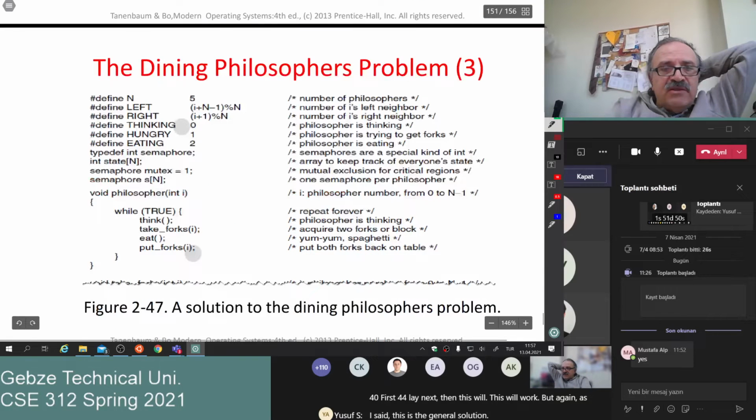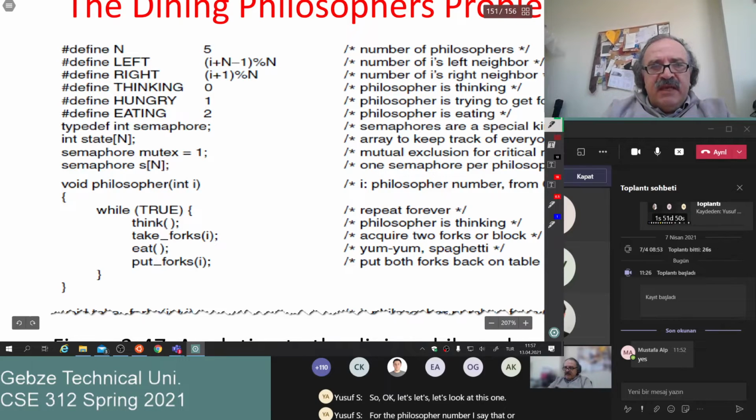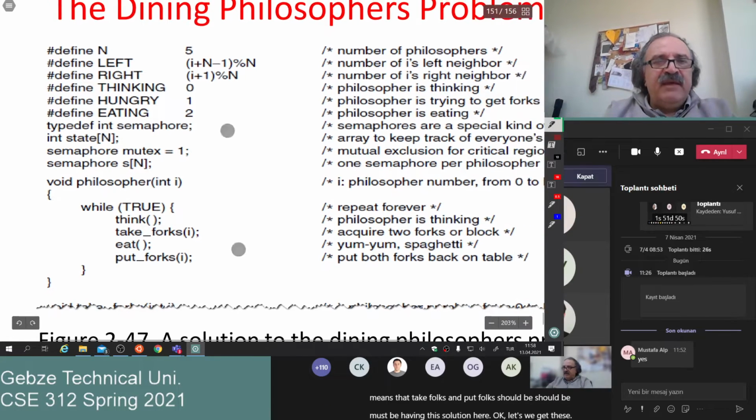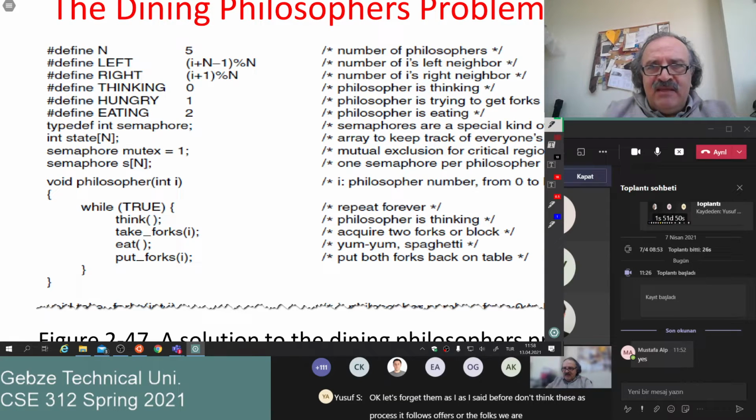So okay, let's look at this one. The philosopher number I says that, okay, I am going to think, and I am going to take forks, and I am going to eat and put forks. So there are no mutexes or semaphores in this code. That means that take forks and put forks must be having this solution here. Okay, let's look at these take forks and put forks. As I said before, don't think that these are philosophers or forks. We are just trying to make things more interesting by making these kind of analogies.